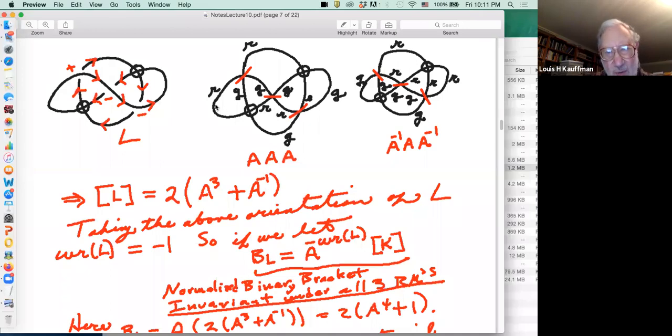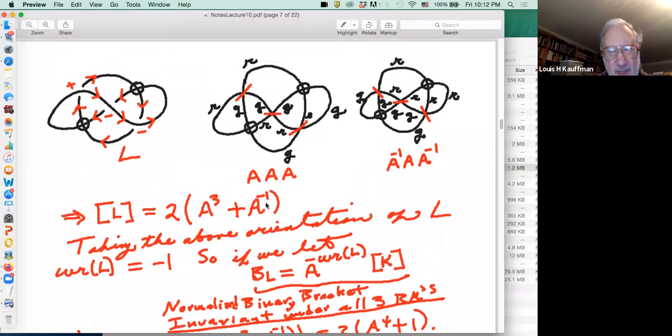I took this component and I started it on red here and started the other component on red here. Then I took the same starting on red here in the rather circular looking component and started it on green in the other one. And now you see that what happened is that this smoothing remains the same, but the other two flip between these two. And we'll get two versions of this and two versions of that. So we're going to get that the bracket of it is 2 times a cubed plus a to the minus 1.